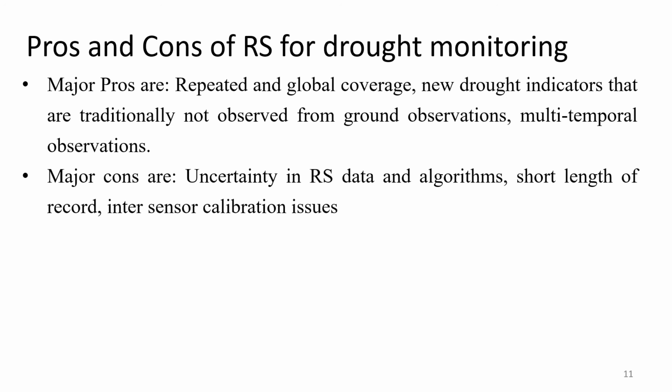The second thing is the short length of record. Satellite technology and satellite remote sensing has developed only in the last one or maybe two decades. If I want to calculate SPI, it needs a very good record. People generally recommend 50 years of data, or a bare minimum of 30 years of data, whereas the satellite record may not go that long. We may have data only for 10 years or the last 15 years. So the length of record is a major issue when we use satellite data for drought monitoring.